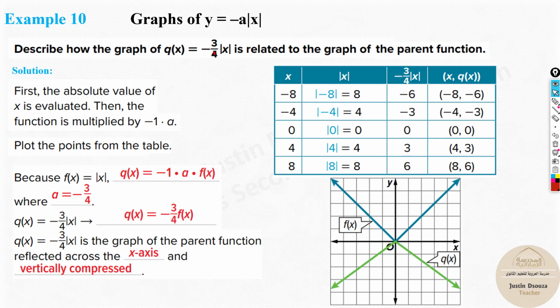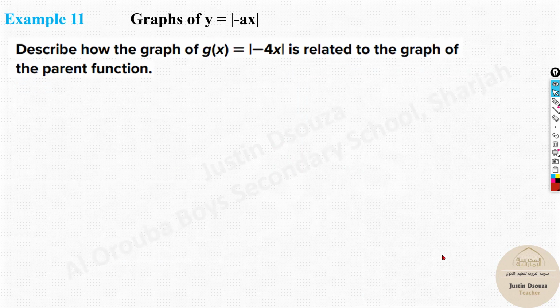It doesn't matter what the sign is, always see what the number is. Is it bigger than 1 or less than 1? 3/4 is a quarter, 0.75. It's less than 1, so it is vertically compressed. And it's reflected along the x-axis because it's going down, minus sign.